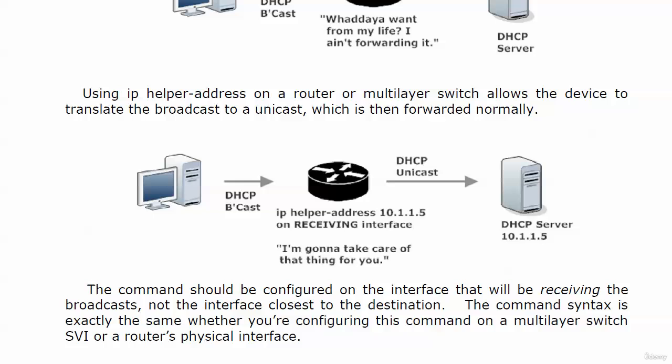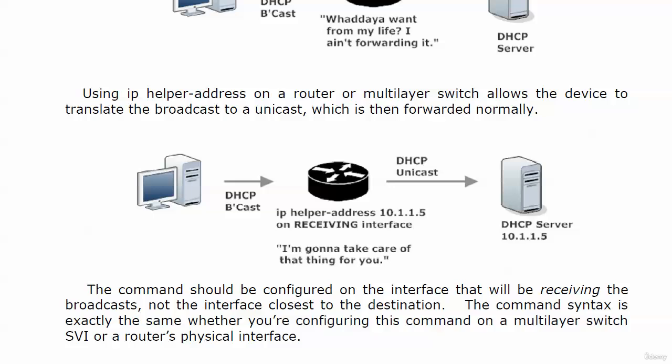The command IP helper address goes on the interface that will be receiving the broadcast, not the interface closest to the destination. And it is kind of intuitive to say, oh okay, we need that going out. No, you need it coming in, because if it's not on that interface coming in, the router's just going to drop it, and it doesn't matter what you have on the transmitting interface.